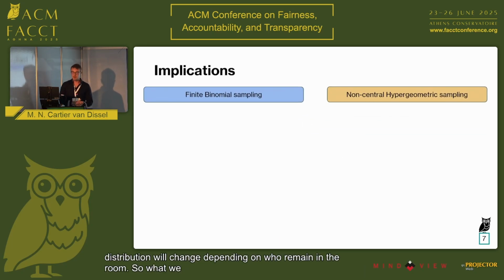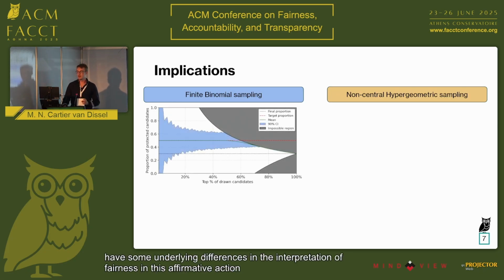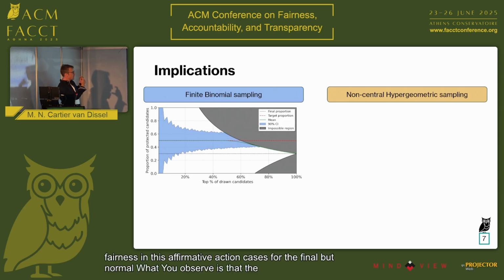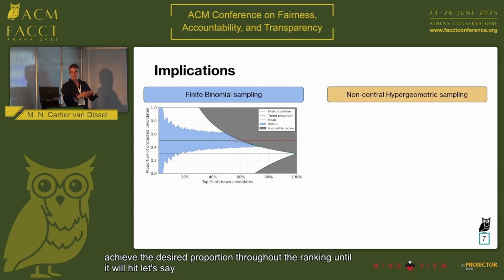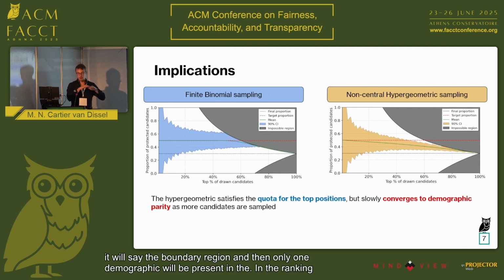What we also show in the paper is that these two models have some underlying differences in the interpretation of fairness in these affirmative action cases. For the finite binomial, what we observe is that the model will try to achieve the desired proportion throughout the ranking until it hits the boundary region, and then only one demographic will be present in the bottom positions of the ranking.